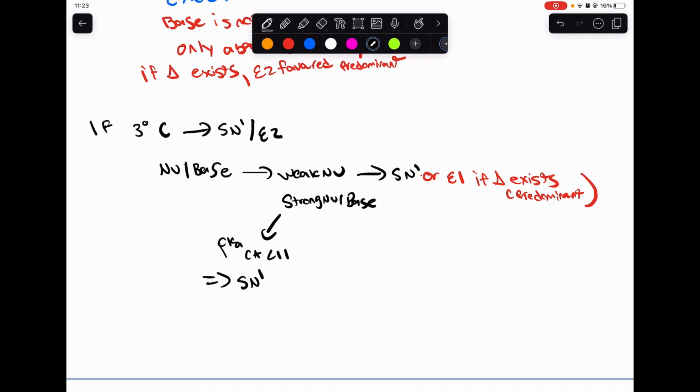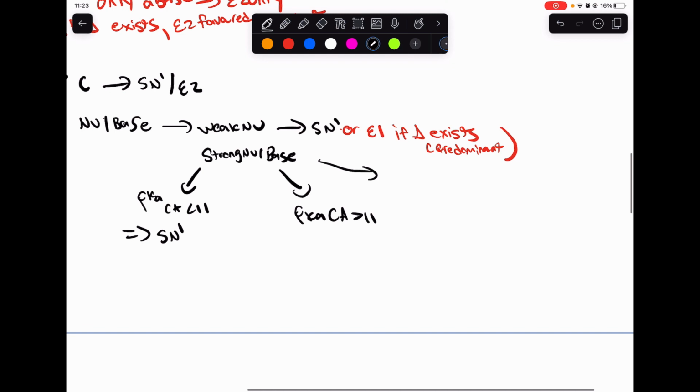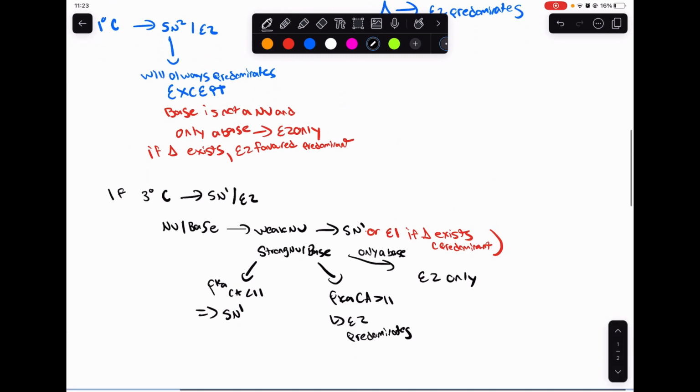So if it's a strong base, then the pKa of the conjugate acid has to be greater than 11. And if it's only a base, it's E2 only. And I forgot to add, E2 predominates. And just like that, we figured out every single scenario. In the next video, we'll be going over actual problems that we can apply this cheat sheet to.